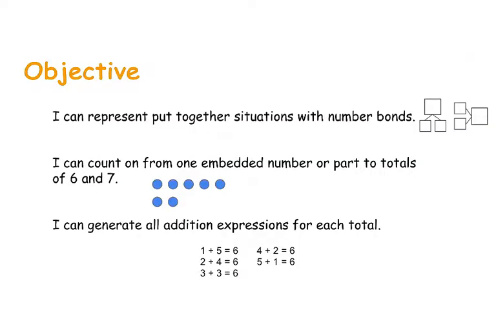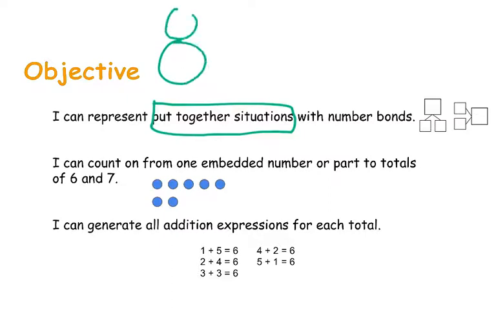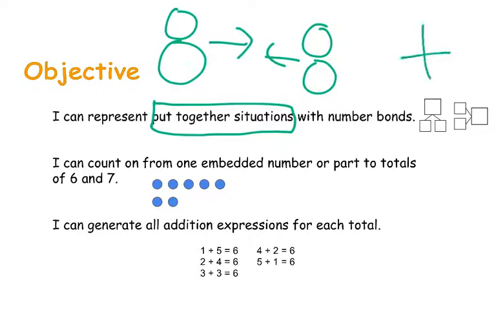Alright, so our objective for today, we have a few. By the end of today, we should be able to say, I can represent put together situations with number bonds. So what does that mean? A put together situation is when we're putting two groups together, so we will be adding. And this objective means that we can add by using number bonds, and we can show that.